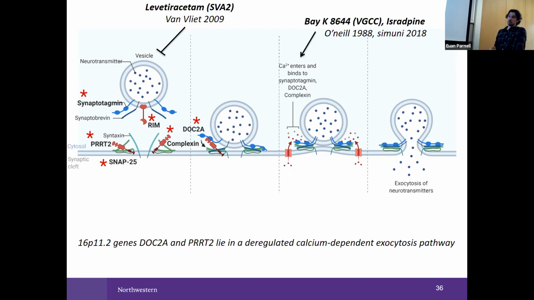BAY K8644 is an agonist that can activate voltage-gated calcium channels, promote calcium influx, and then alter the function of these calcium binding genes, synaptotagmin and complexin, and alter synaptic vesicle release. And interestingly, isradipine is an FDA-approved drug for cardiovascular issues, heart disease, but it's also been in clinical trials for Parkinson's. It is blood-brain barrier permeable, and it provides a potential route to alter synaptic vesicle release within our 16p carriers. I'd love to show you that these drugs work, but that's a work in progress. We're still working on it.